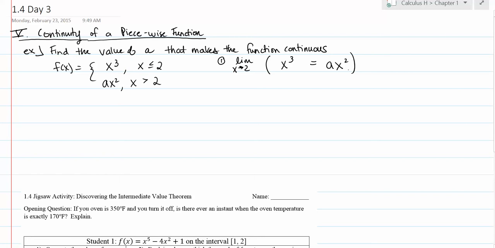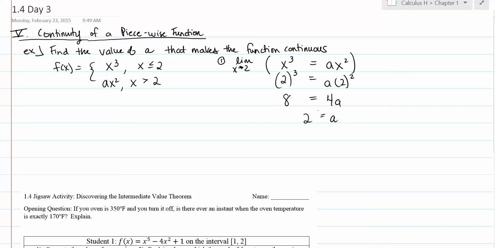So let's see if we could just plug and chug. It looks like I can plug in 2 to both sides, so I don't need to use one of the 4 strategies, as I would if it was indeterminate. However, you could still find it if it was indeterminate, you just have to use one of those 4 strategies. All right, so if I plug in 2, I'm going to get 8 equals 4a, therefore a would have to equal 2.